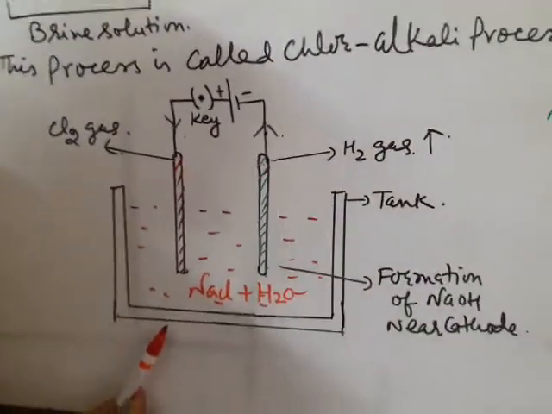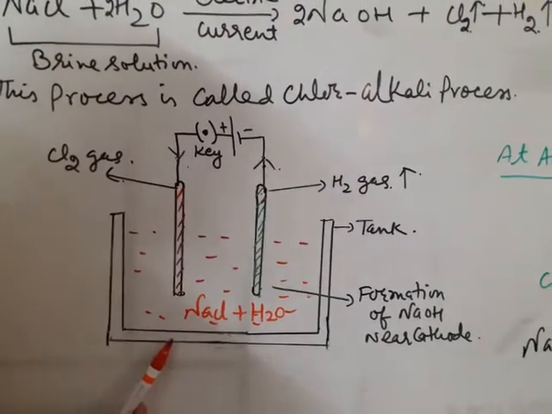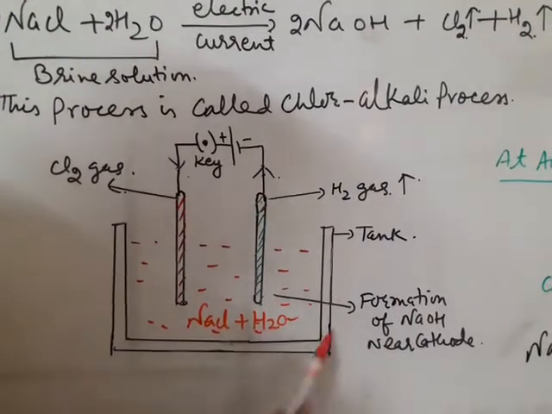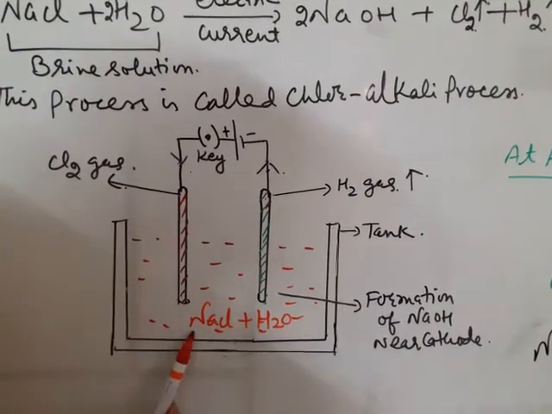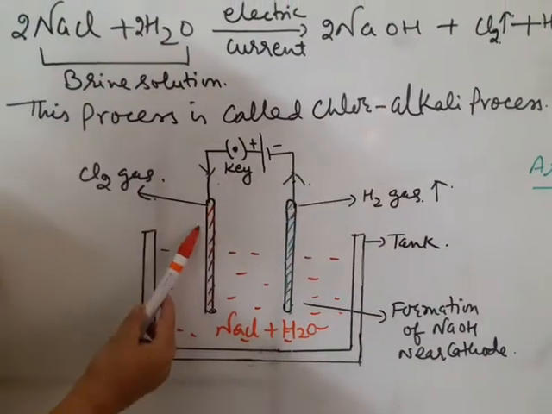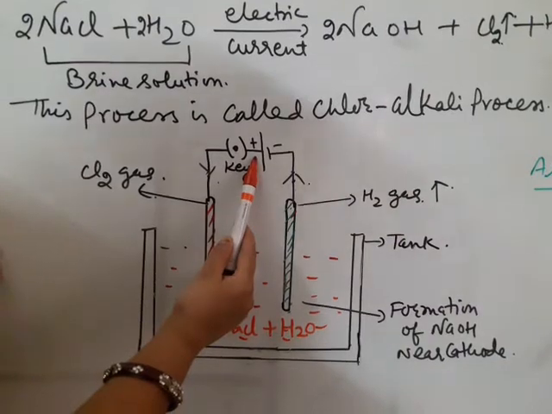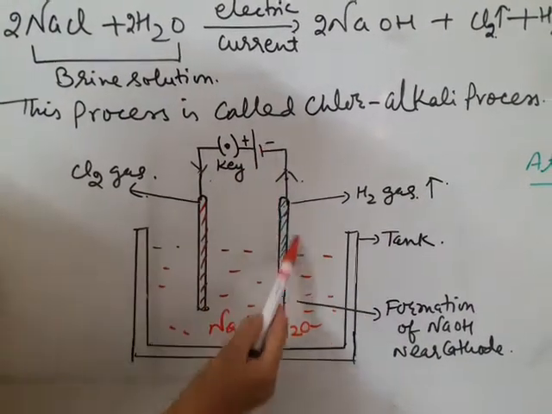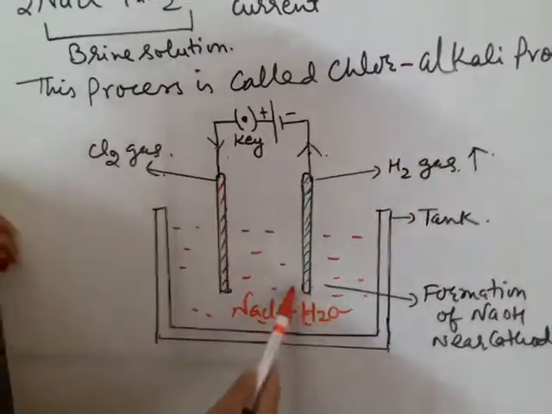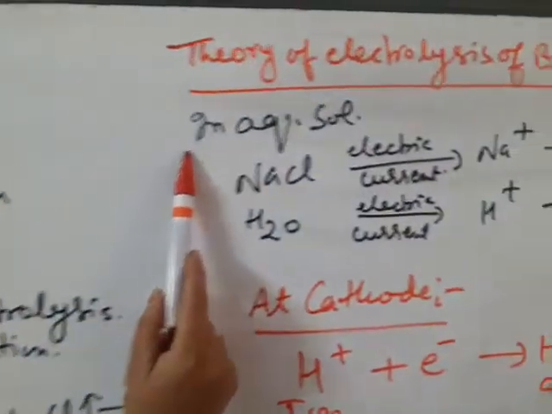Now, this is the apparatus in which this chlor-alkali process is done. Manufacturing of sodium hydroxide is done. This is a tank, electrolytic tank, in which brine solution is kept. Anode is connected to positive terminal and cathode is connected to negative terminal.